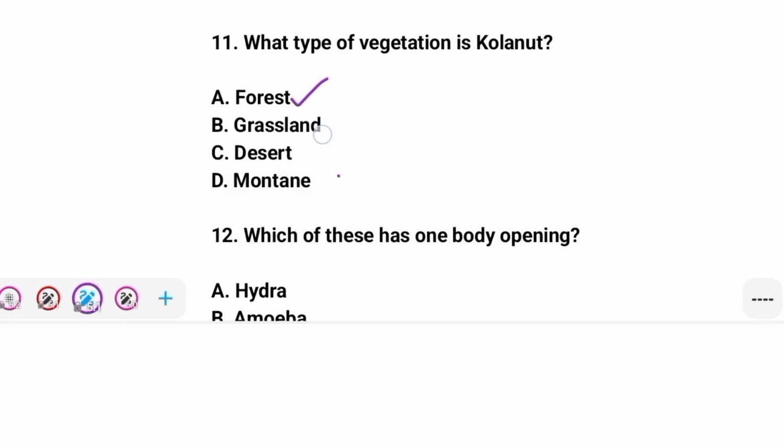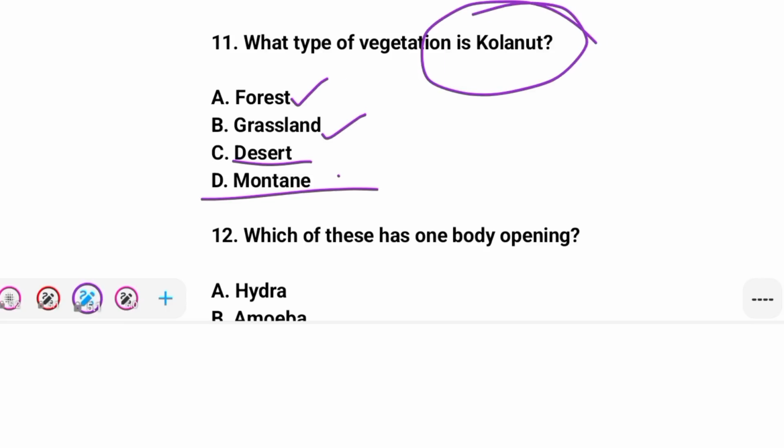So what is forest vegetation? This kind of vegetation has a very high temperature. Okay, it has a high constant temperature and the rainfall is very abundant, as in rainfall is available all year round. Then grassland, the rainfall is not as much as it is in rainforest. Then desert vegetation are very arid, dry areas, while montane is just in between forest and grassland.